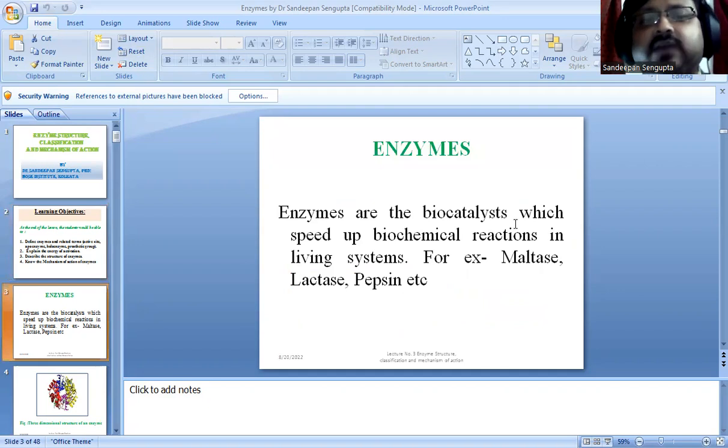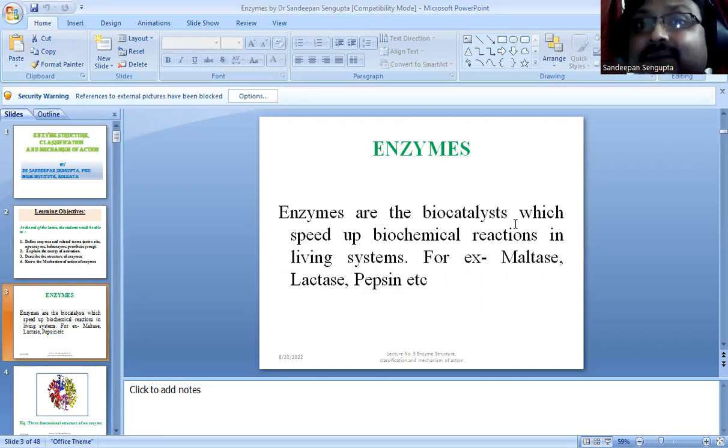Let's start with a definition of enzymes. Have you heard about catalysts in chemistry? All of you must have heard about the term catalyst. So what do you mean by catalyst? A catalyst is a substance that speeds up a chemical reaction that has been set up or is occurring outside the living system, under laboratory conditions. Similar to catalysts, there are some molecules which speed up biochemical reactions occurring inside the living systems, that is the cells, tissues, and organs of your body.